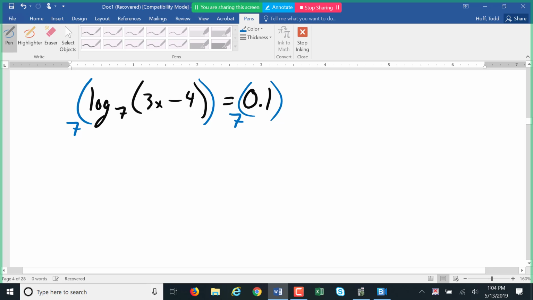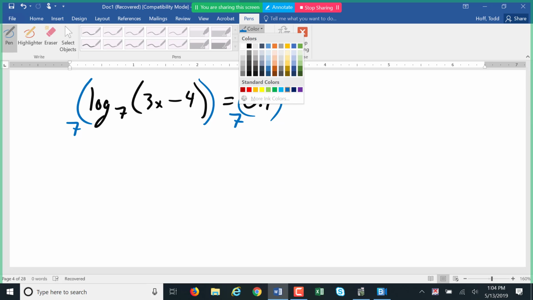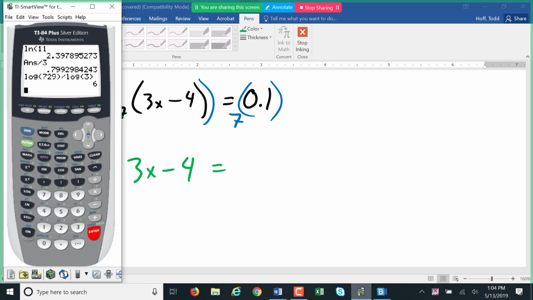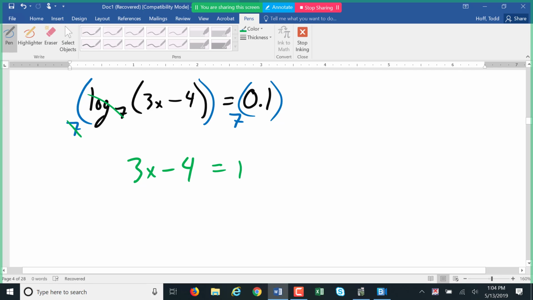Yeah, 7 to the power of each side. We do an exponent with a base of 7. So on the left side, the base of 7 in the exponent and the log base 7 cancel out. I get 3x minus 4. On the right side, 7 to the power of 0.1 is 1.215.